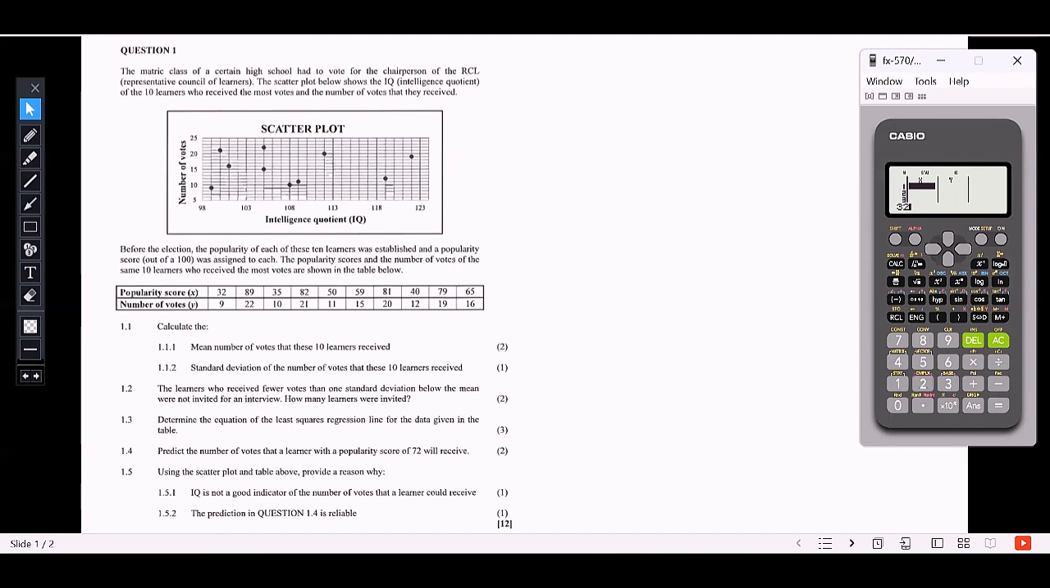So you have 32, followed by 89, followed by 35. Then we have 82, and then we have 50. We have 50, then followed by 59, then we have 81, then we have 40, and then 79, and lastly it's 65. Right. So now you have entered all the ones for x.